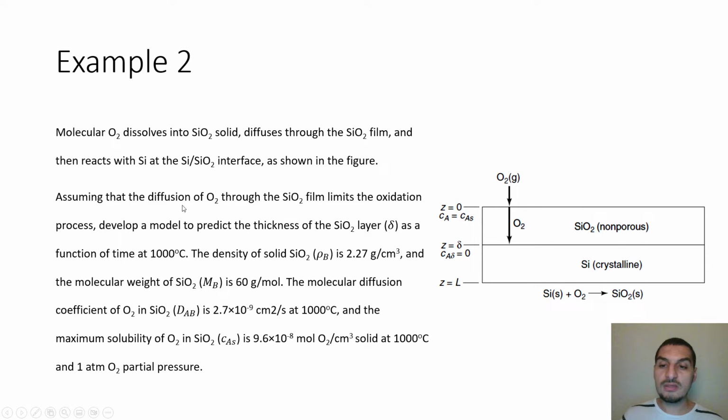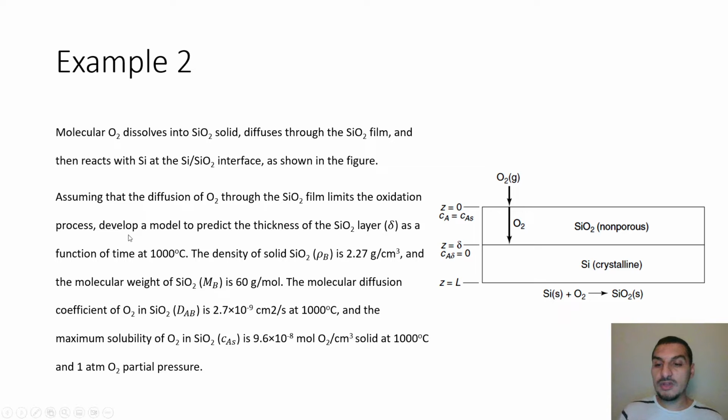We say that the diffusion of oxygen through the silicon oxide film limits the oxidation process, which means that the formation of silicon oxide is limited by the oxygen diffusion. So the reaction is very fast compared to the diffusion, because once the oxygen is there, the silicon oxide is formed. So this is what this sentence means.